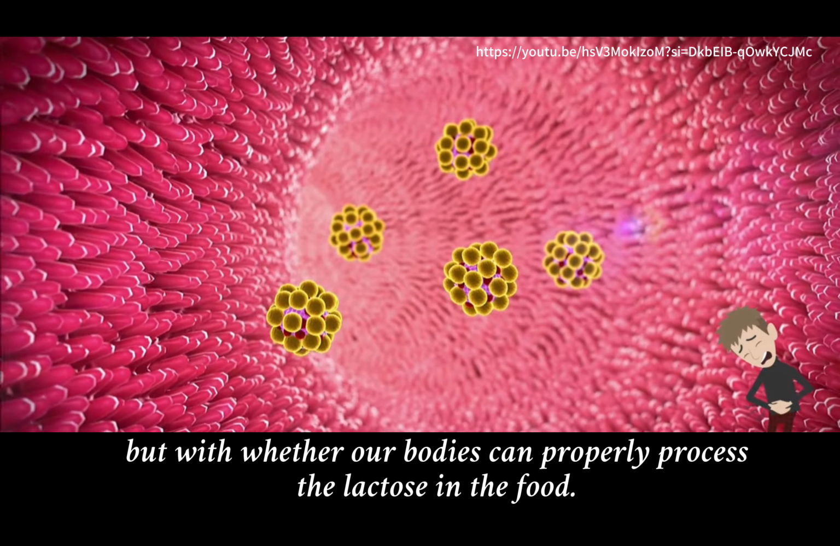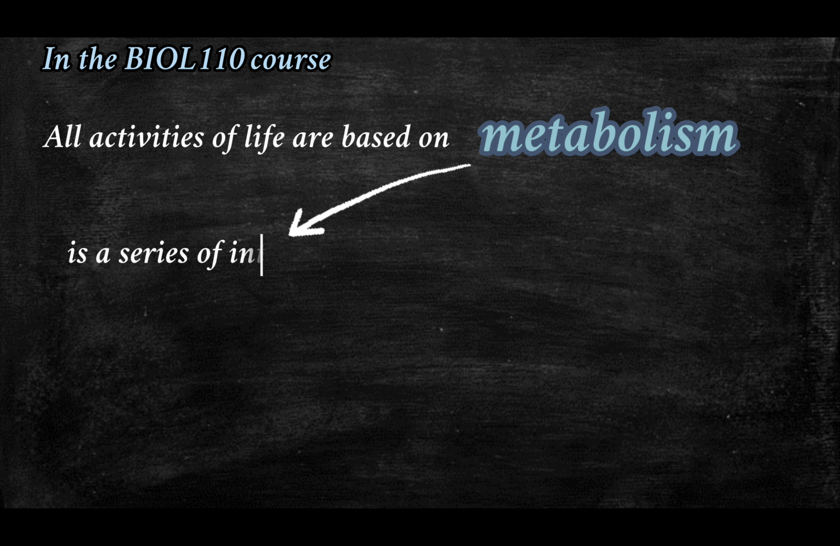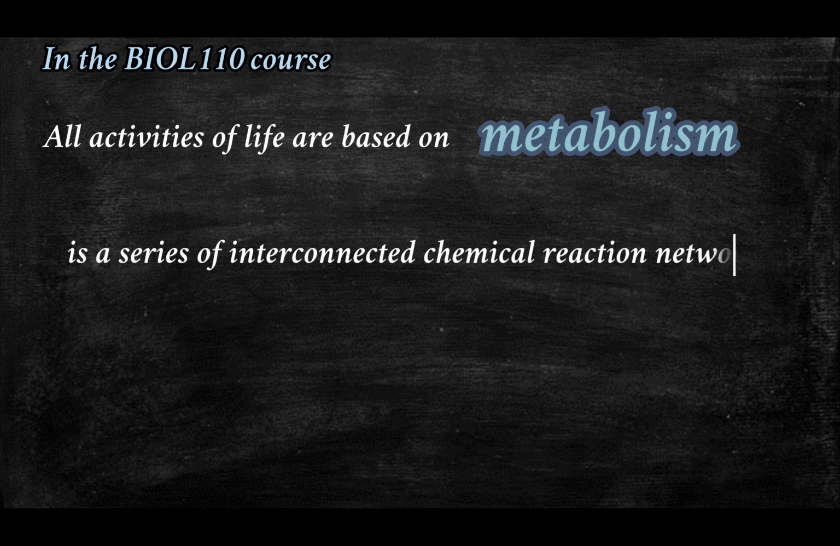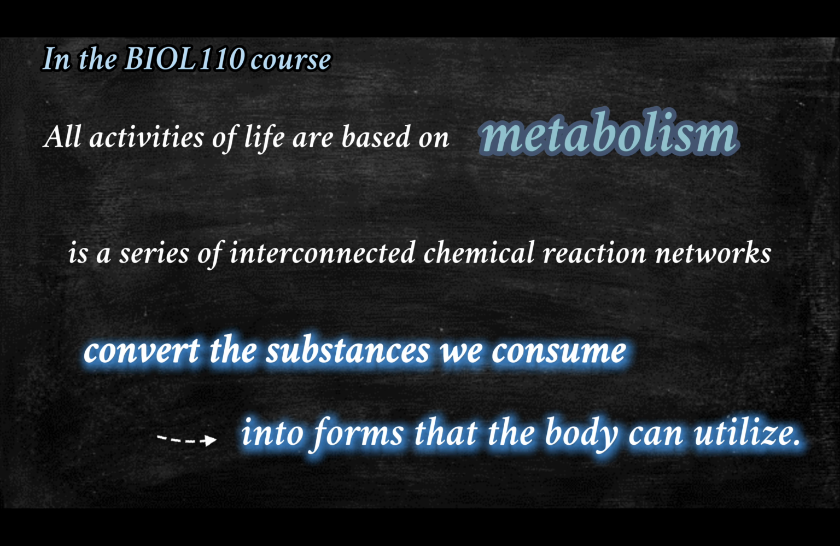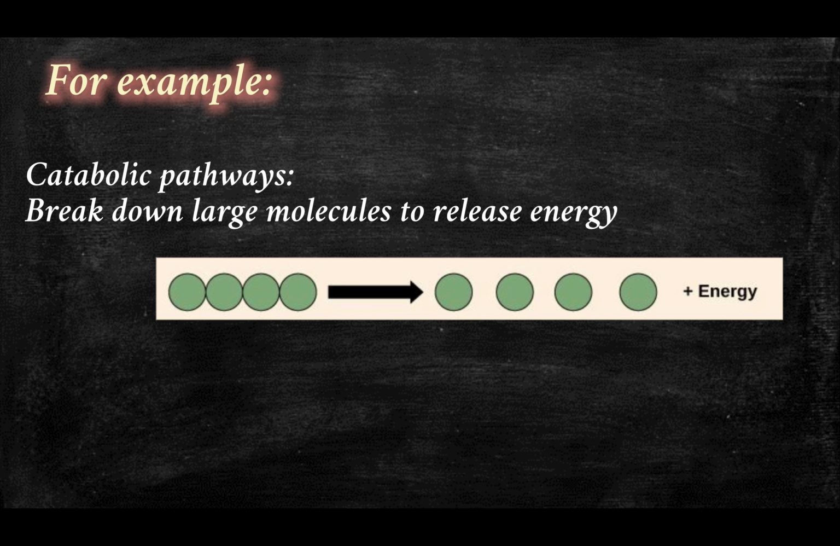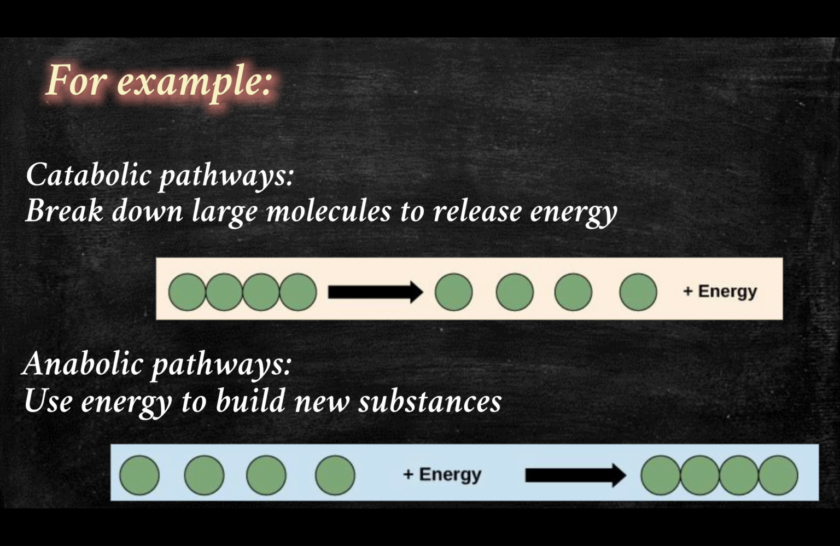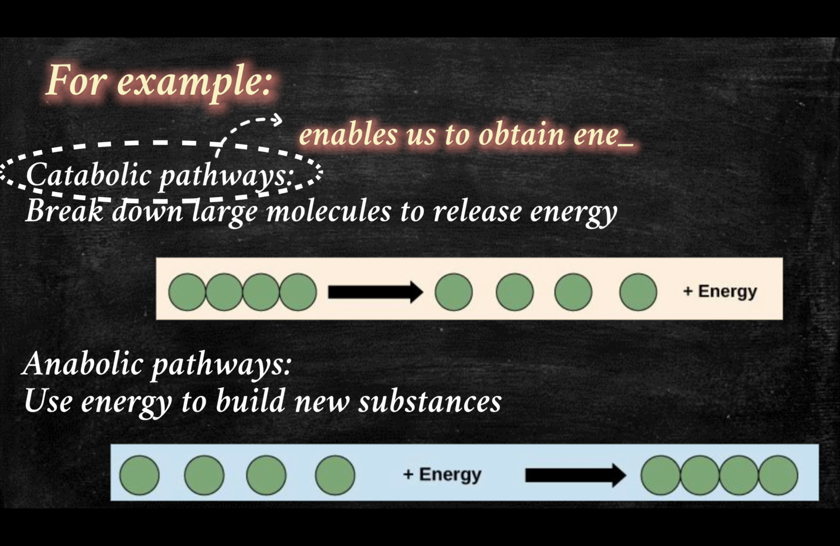Let's introduce some basic knowledge for this phenomenon. In the Bio10 course, we learned that all activities of life are based on metabolism. Metabolism is a series of interconnected chemical reaction networks that can convert the substances we consume into forms that the body can utilize. For example, catabolic pathways break down large molecules and release energy. Anabolic pathways use energy to construct new substances. It is precisely the catabolic process that enables us to obtain energy from food.